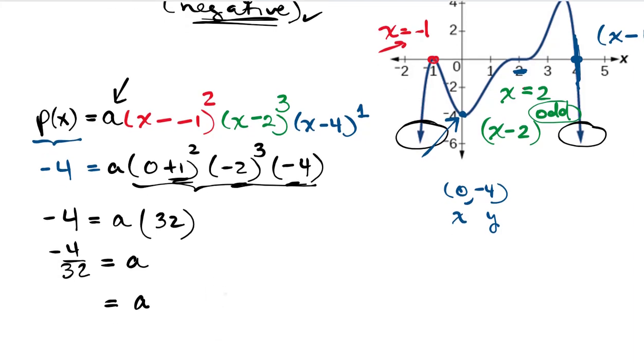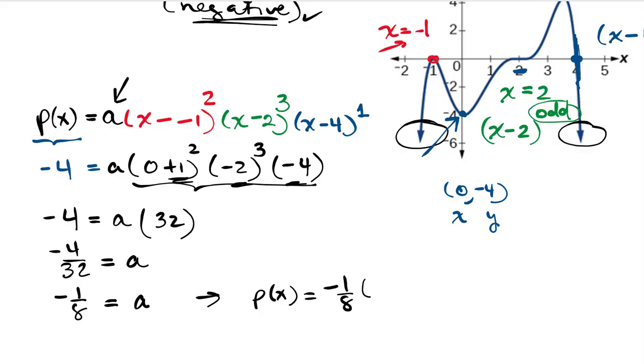Our leading coefficient can be reduced as -1/8, and hence our polynomial function p of x is -1/8 times x plus 1 raised to the second times x minus 2 raised to the third, and then x minus 4 in factored form.